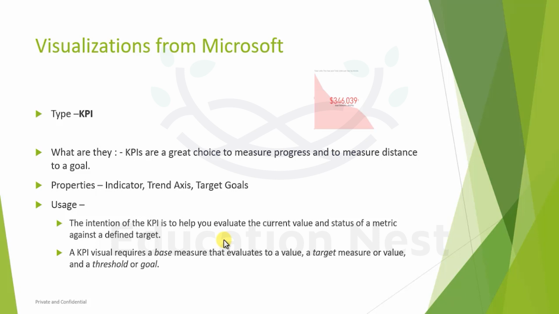What does it have? It usually has an indicator. It has a trend axis and a target goal. So trend over target will give you an idea as to are you doing good or not.